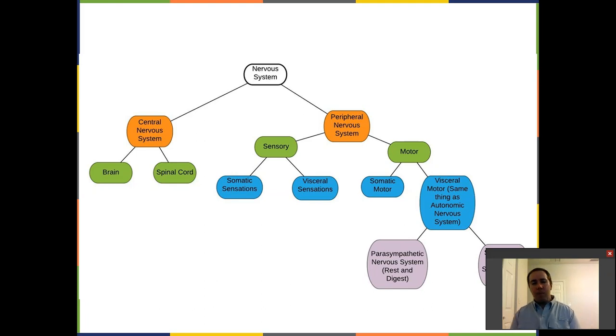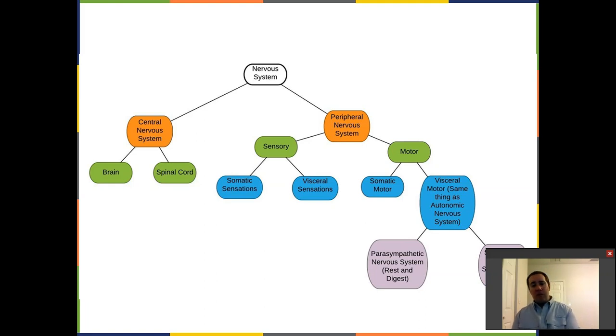The visceral is going to be some things that control our organs, like our heart and our lungs and our blood vessels and things like that. This visceral motor system is usually called the autonomic nervous system. You are not going to see the term visceral motor system very often. The autonomic nervous system has its own lecture. That's our third lecture, so we're not going to talk too much about it today.